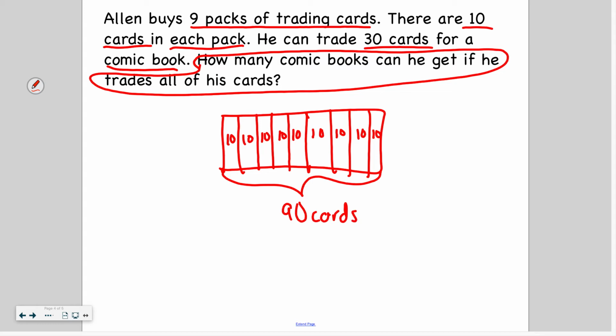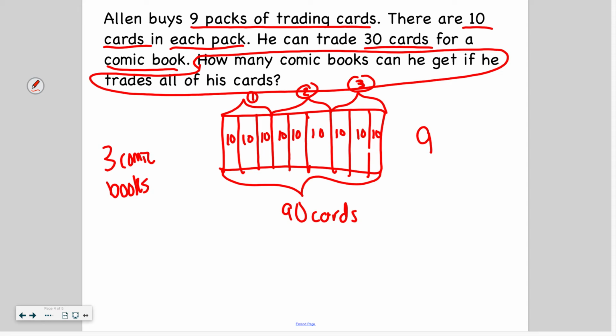So now from these 90 cards, I want to make groups of 30. So let's go ahead and group them. That's one group. That's 30 there. 1, 2, 3. That's two groups. Oh, look, I have 3 left, so that's 3 groups. 1, 2, 3 is 30. 1, 2, 3 again is 30. And this last group of 3 tens is 30. So he can buy 3 comic books because each group of 30 gives him 1 comic book.